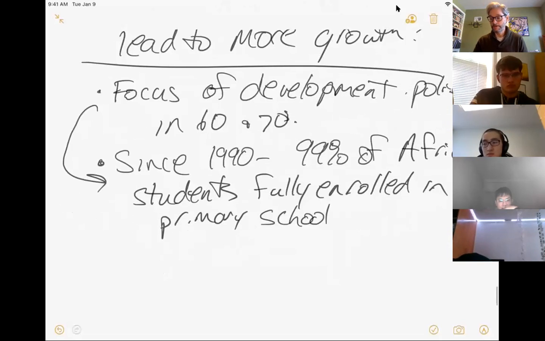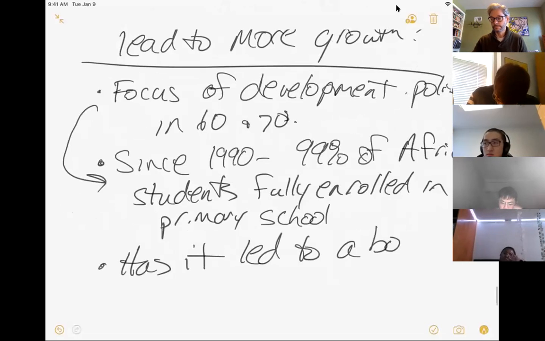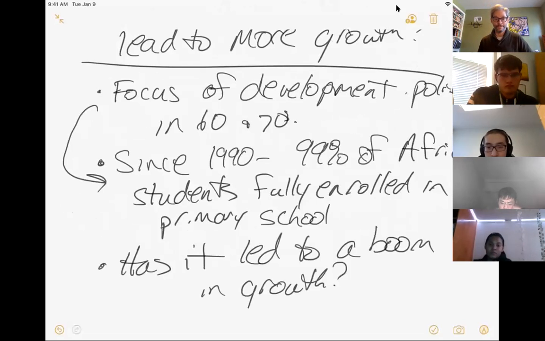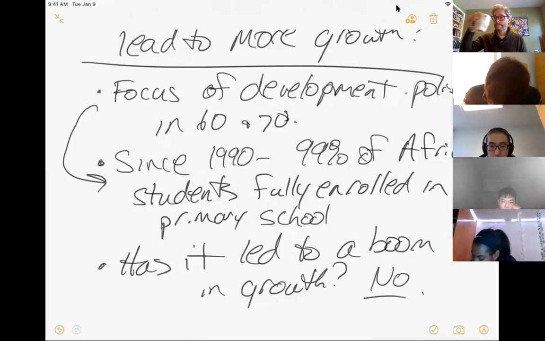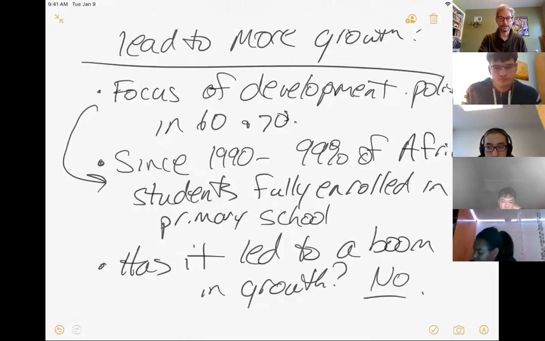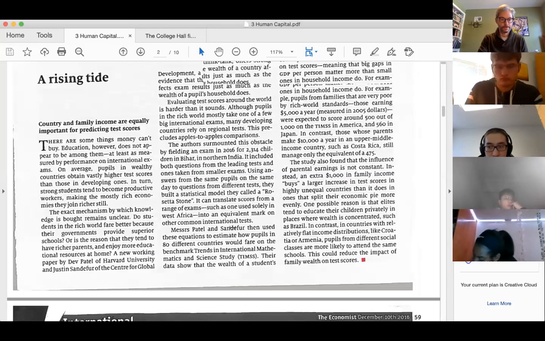Has this led to a boom in growth? The answer is obviously no. Education in and of itself has not significantly increased growth. Right? It has not significantly increased growth. Let me share with you a little bit of data on this, right?